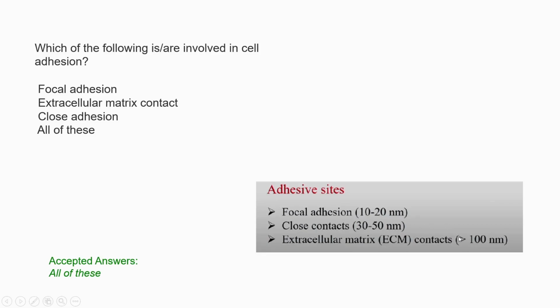And if the distance between the cell and the implant is more than 100 nanometer, the interaction between the cell and the surface happens by extracellular matrix or ECM contacts. So focal adhesion, close contacts, and ECM contacts, all the options are correct. That's why the fourth option is the correct answer, all of these.